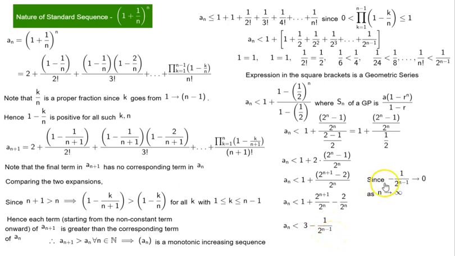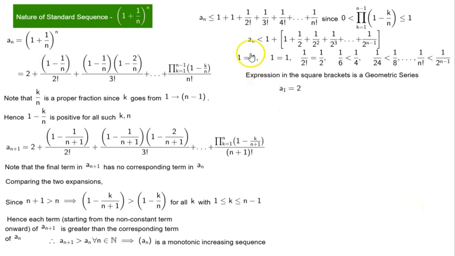And since minus 1 by 2 to the power of n minus 1 goes to 0 as n goes to infinity, we have a sub n is less than 3 for all n. So which means 3 is the upper bound because all the terms of the sequence are less than 3.